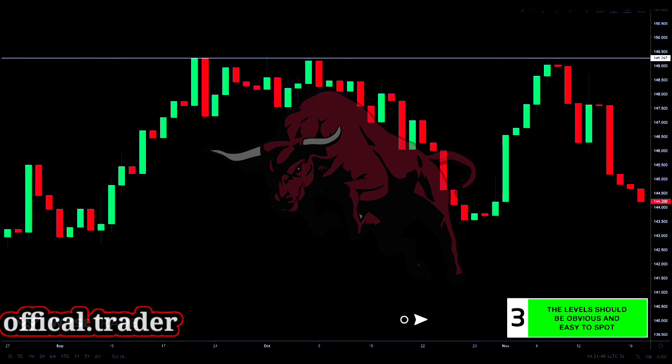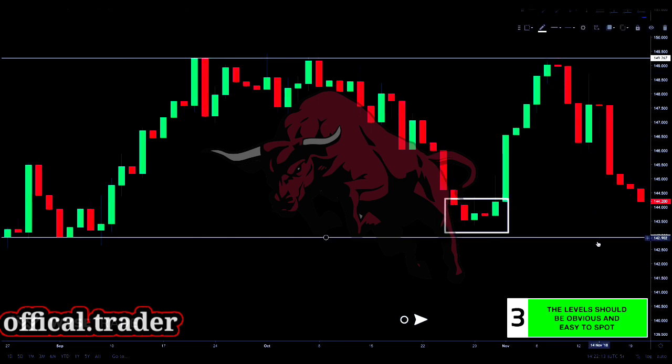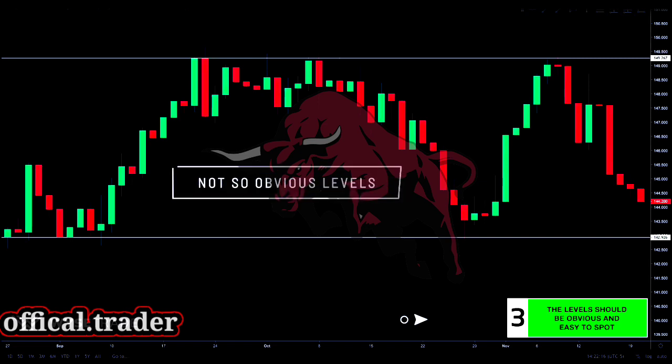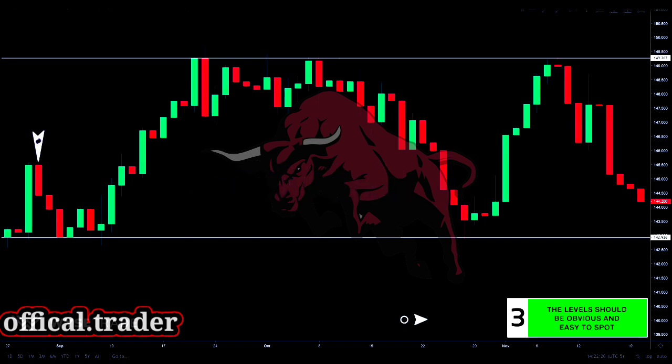Same along the bottom. Price came down, hit, and reversed again. This is very obvious and you can spot it right away. In contrast, here are some minor levels that are not obvious. To the left, you have this minor level here that is not obvious. And then you have this next minor level here that is also not obvious.